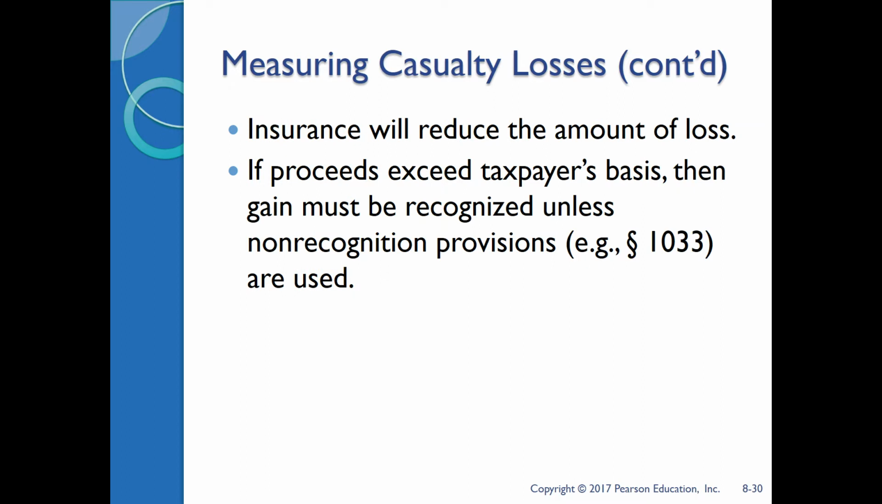Insurance will reduce the amount of the loss, so if there are any insurance proceeds that offset the cost of the loss, it will reduce the loss. And if proceeds exceed the taxpayer's basis, then a gain must be recognized unless non-recognition provisions such as Section 1033 are used.